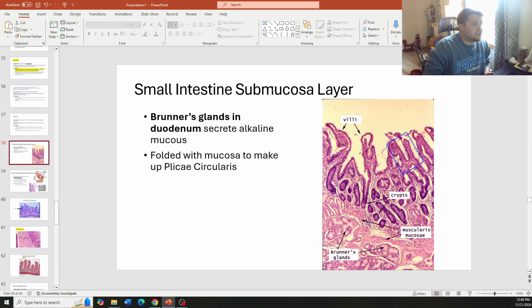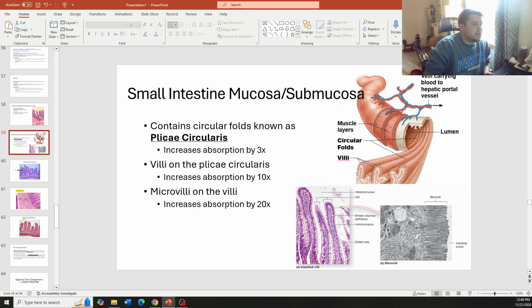We're going to cover this mucosa, submucosa layer, and then we'll jump back to all of the plicae and the villi stuff. So within the submucosal layer, we just have these glands called Brunner's glands, which secrete more alkaline mucus to help protect everything. And they are folded with the mucosa to make up the plicae circularis.